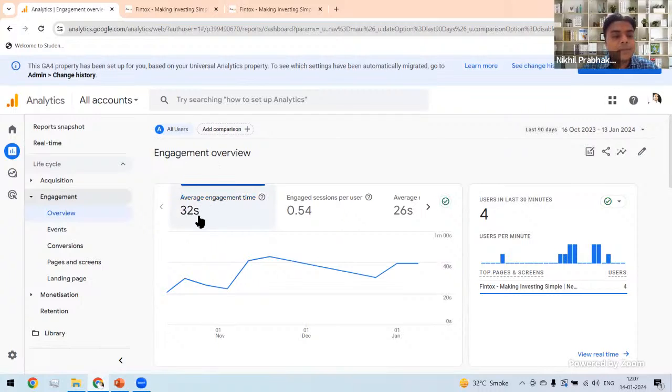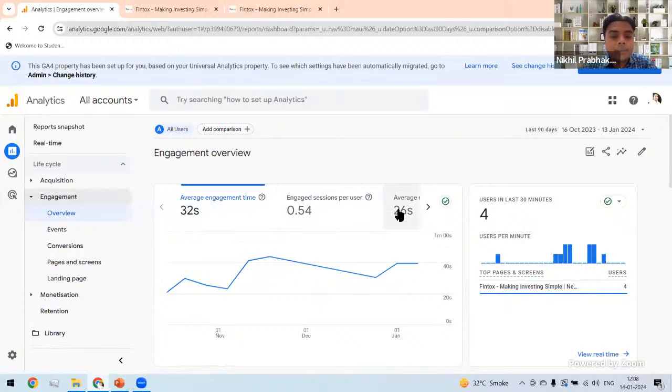So average engagement time is like 32 seconds. And this is over the last 90 days. That means it's very small. People are not spending much time. I'm sure that no one is reading the blog in the last 90 days because it's 32 seconds. Otherwise, people will take at least 1 minute, 2 minutes if they're reading something. So that means we need to work on our content engagement.